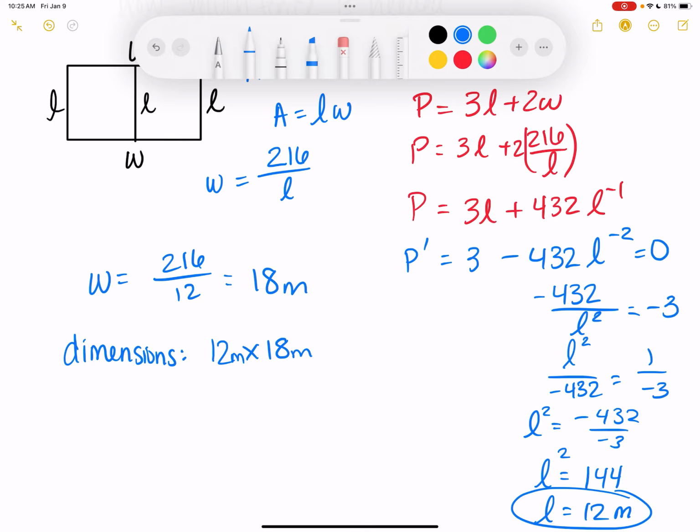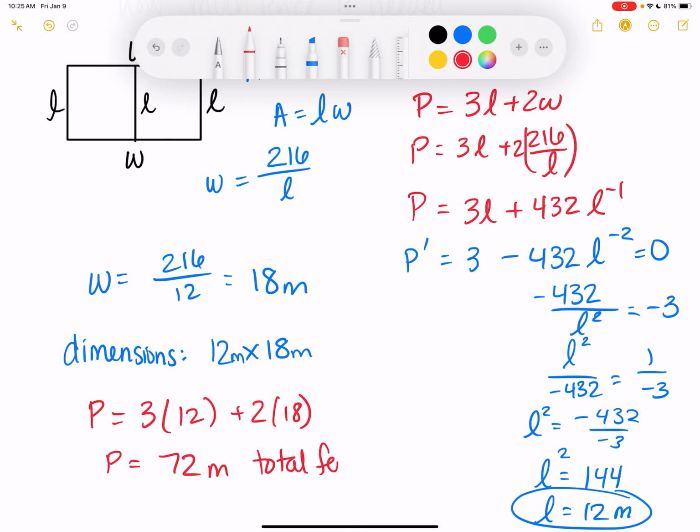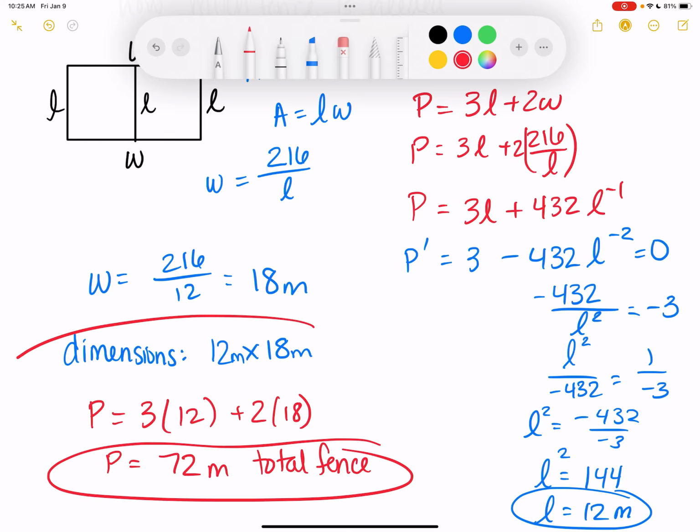And then the total fence needed would be putting it into the perimeter equation. So P equals 3 times 12 plus 2 times 18. So it's 36 and 36, so it would be 72 meters of total fence. So then that's technically answering both questions there.